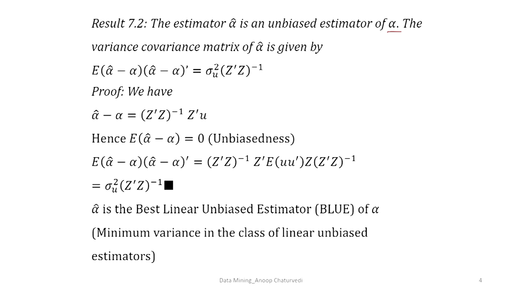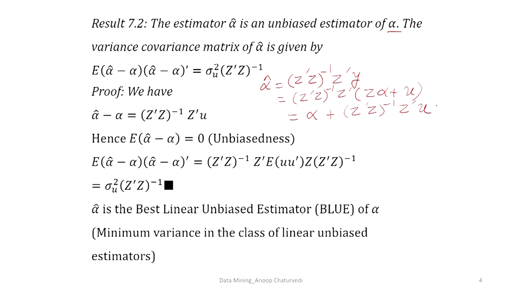To prove this result, we write alpha hat equal to (z transpose z) inverse z transpose y, and then we substitute y equal to z alpha plus u. So, ultimately you get (z transpose z) inverse z transpose z alpha, so you obtain alpha here, plus (z transpose z) inverse z transpose u. So, alpha hat minus alpha is equal to (z transpose z) inverse z transpose u.